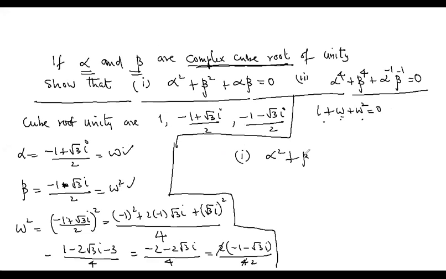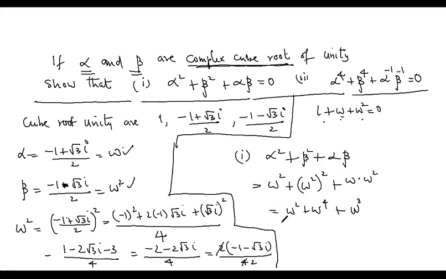Take the first problem: alpha square plus beta square plus alpha beta. In place of alpha, you write omega; in place of beta, you write omega square. So omega square plus omega raised to 4 plus omega cube. Omega raised to 4 is nothing but omega, and omega cube is 1. The answer is 0. Is it clear? Yes, sir.